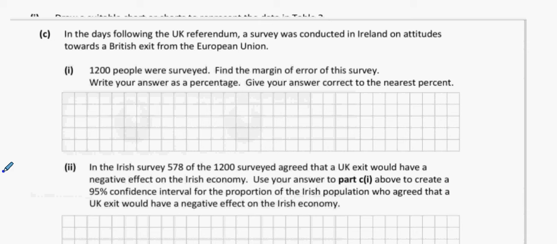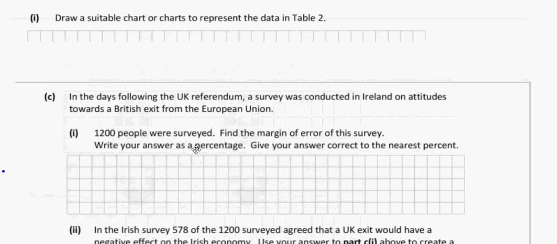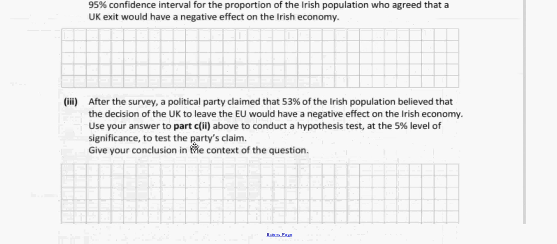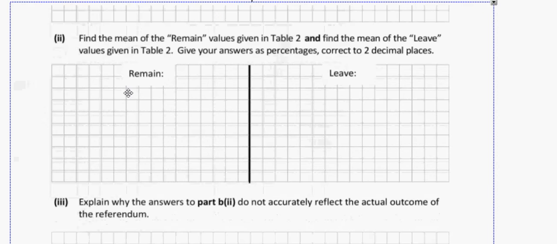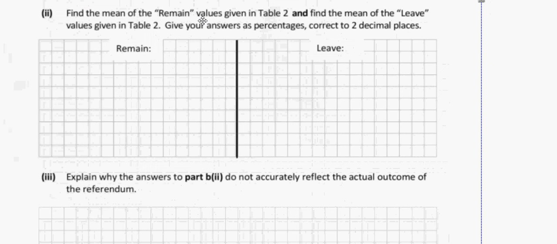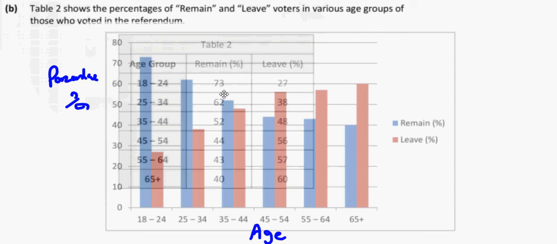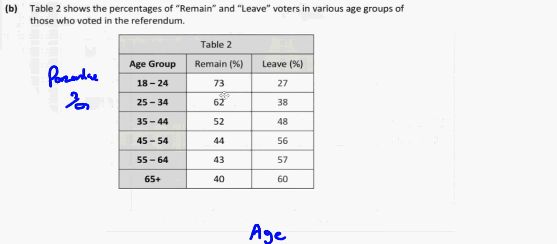Is this part C? Is that it there? Alright. Find the mean of the remain values given in table 2 and find the mean of the leave values in table 2. Give your answers as percentages correct to the nearest two decimals. I'm just going to get rid of this chart. So just average them, is it? So this way, add all the yellows and divide, and then add all the greens and divide, and what you get is your two means.